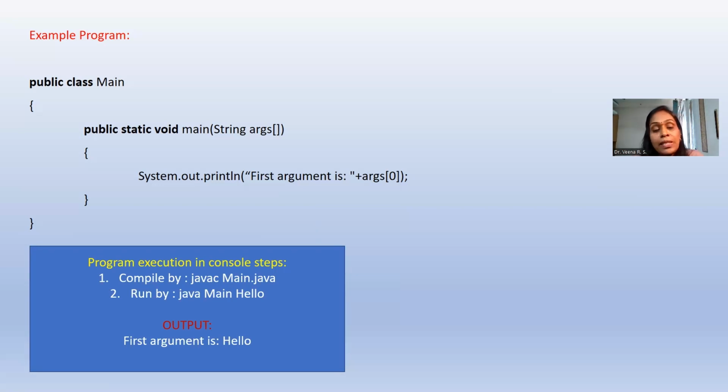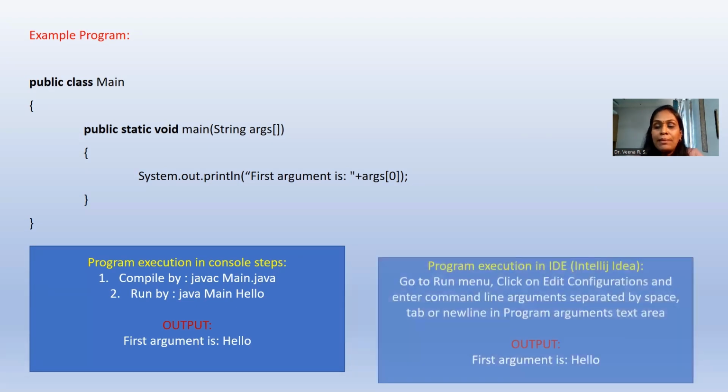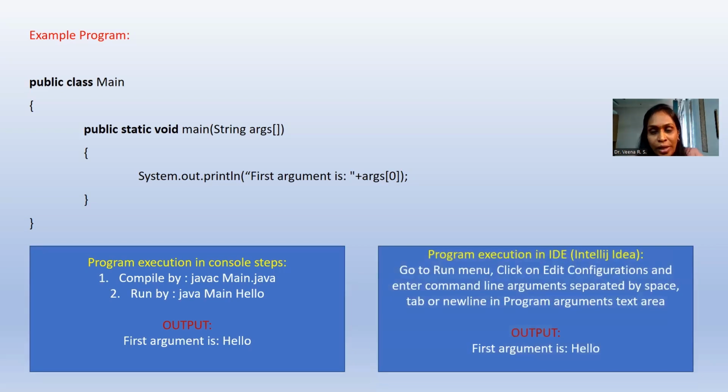But suppose you are executing a Java program in an IDE like IntelliJ or Eclipse. The steps will be something like this. You go to the Run menu, click on Edit Configurations, and enter the command line arguments separated by space, tab, or new line in the Program Arguments text area. If you execute the program in the IDE, again you will see the output: first argument is hello, if you have passed hello as the command line argument.